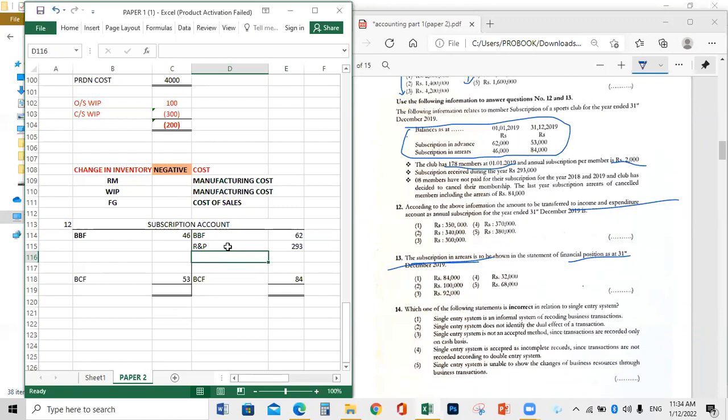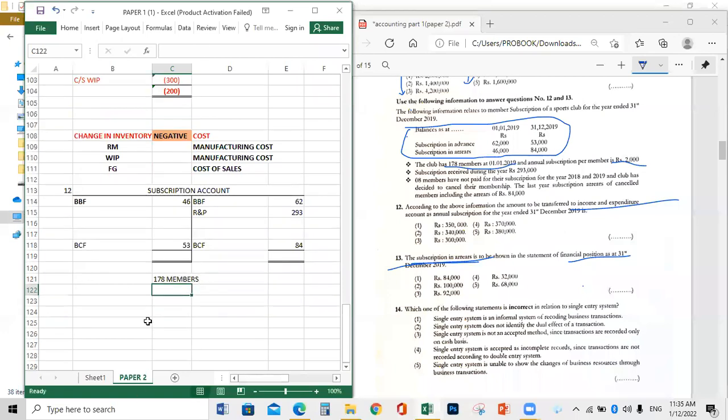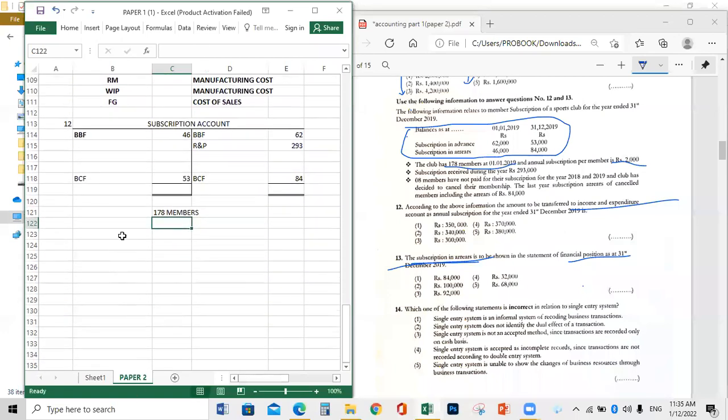Now see, guys, how many members did you have? You had 178 members at the starting date. Out of these 178 members, 8 members you have to cancel their subscription. So the balance is 170 members. Up to there, all clear?